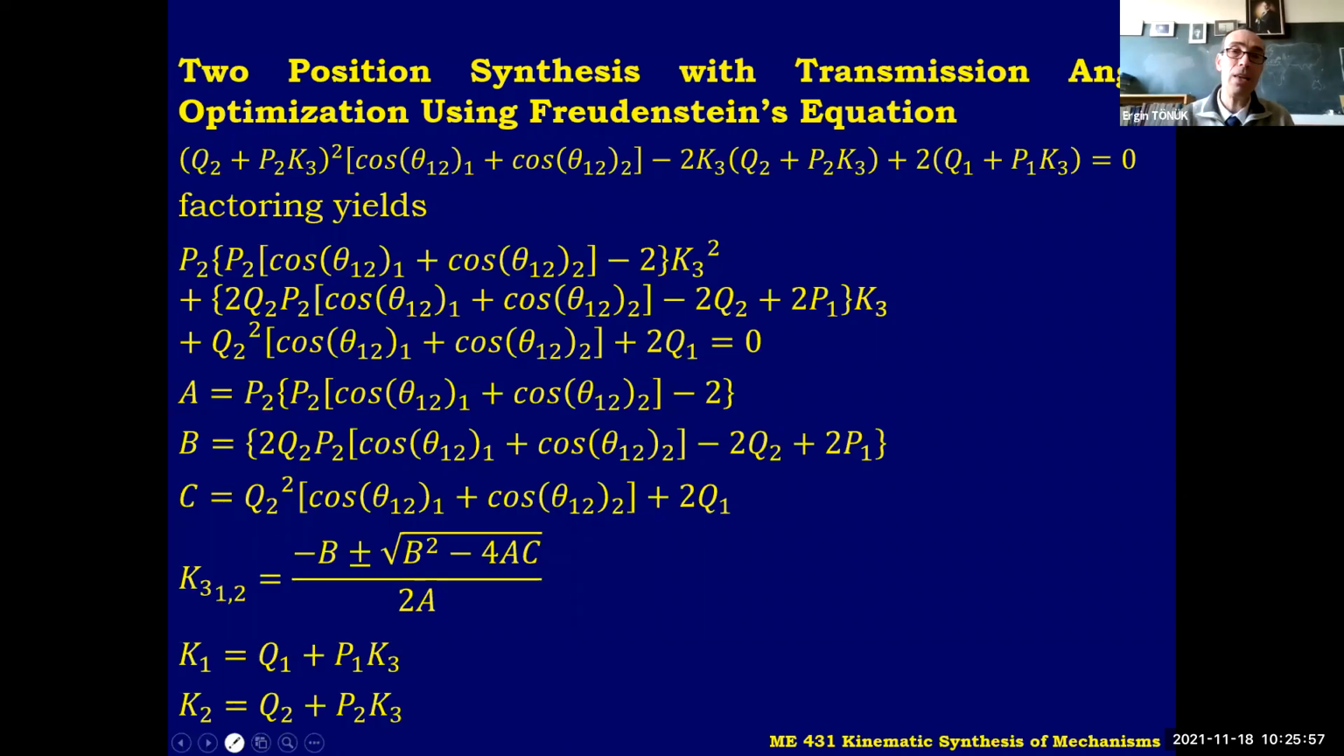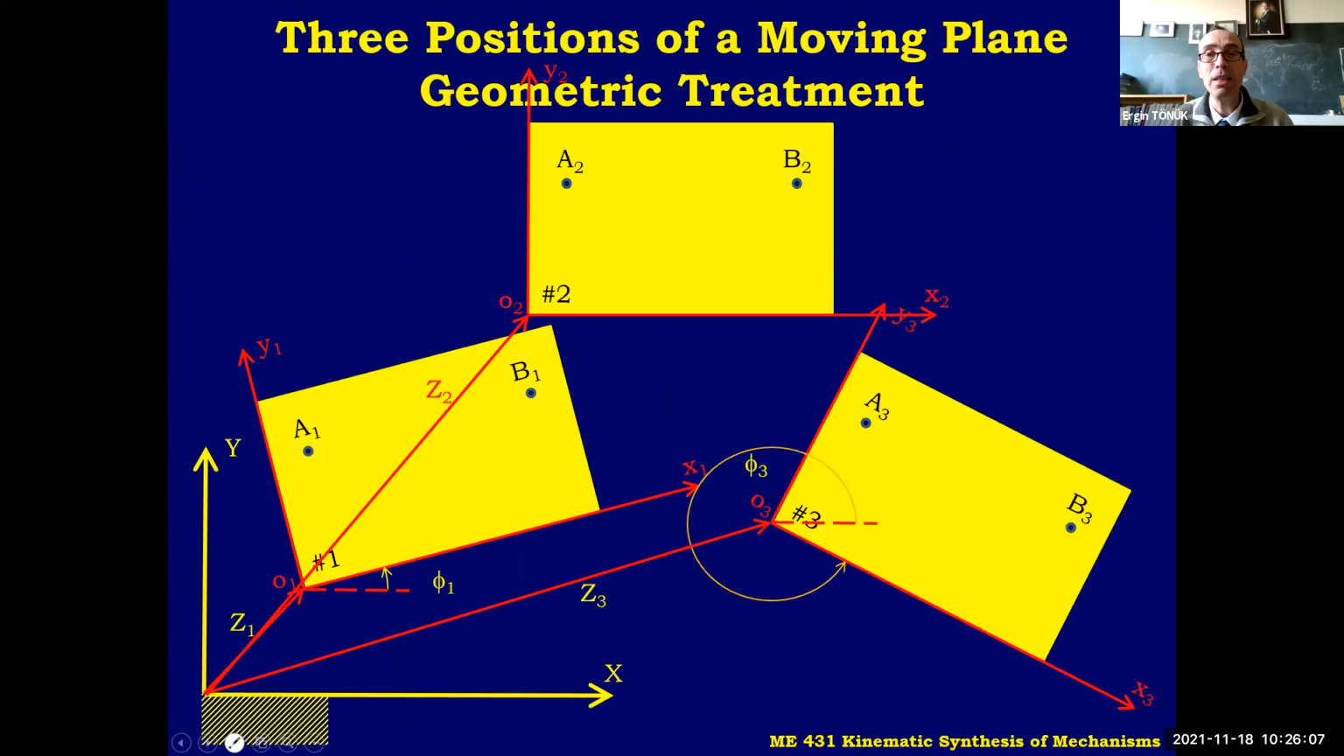So we have seen correlation of crank angles, which was one type of a design problem. Now we will see 3 positions of a moving plane, which is actually rigid body guidance or position of the coupler, which is something different. And we will start with the geometric treatment first.